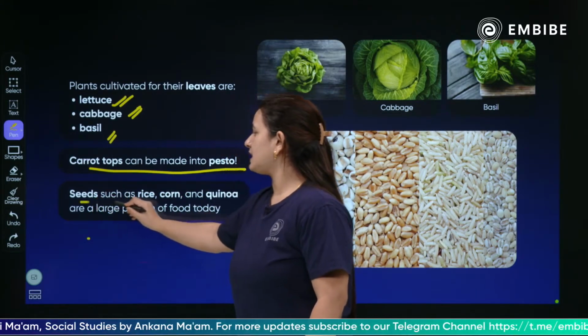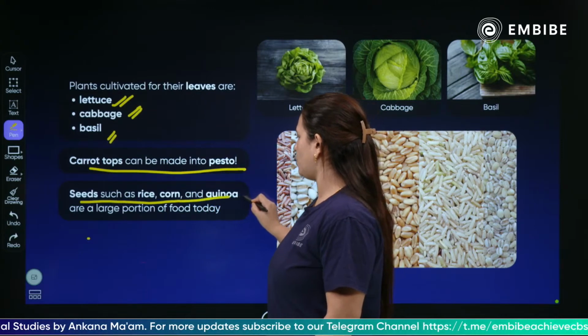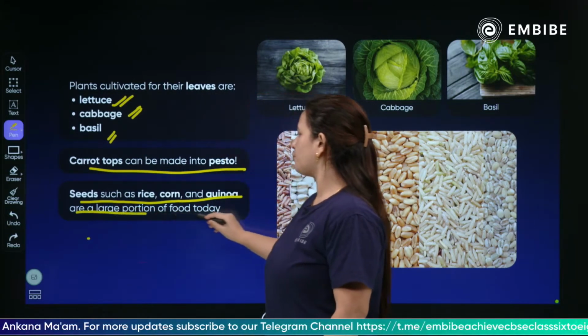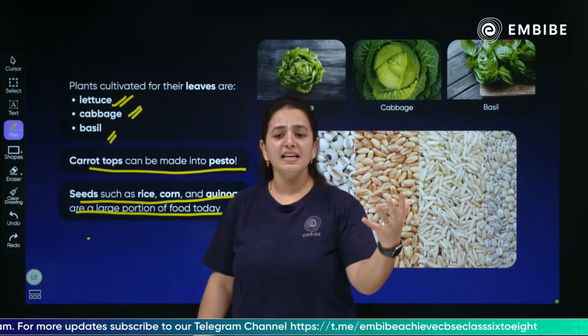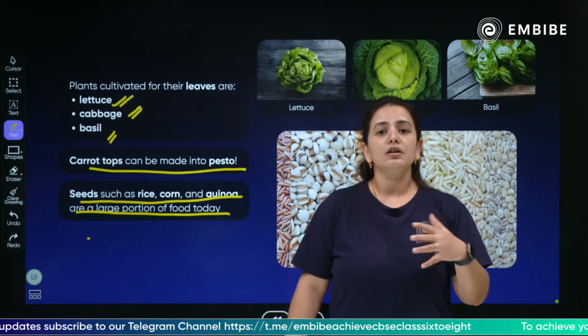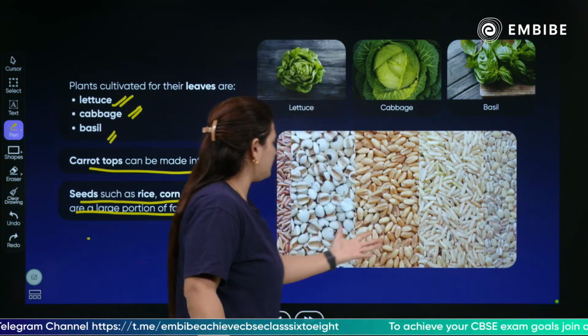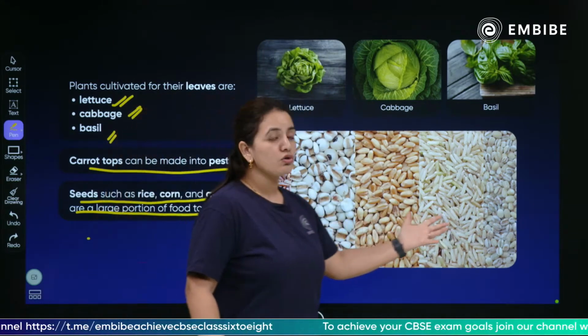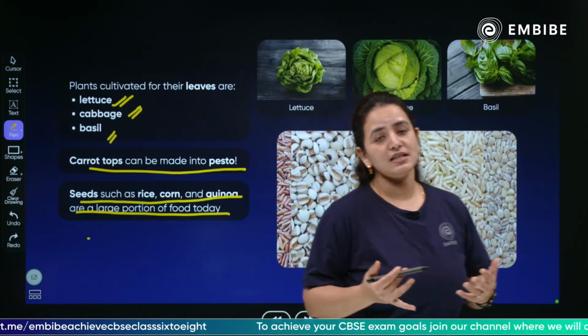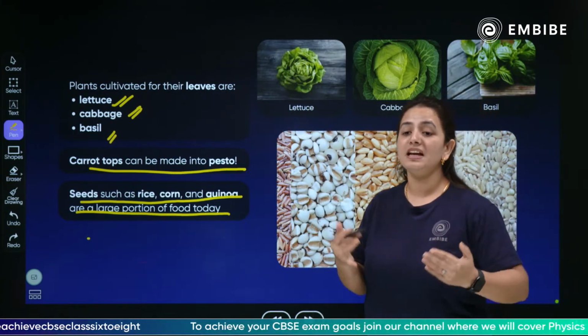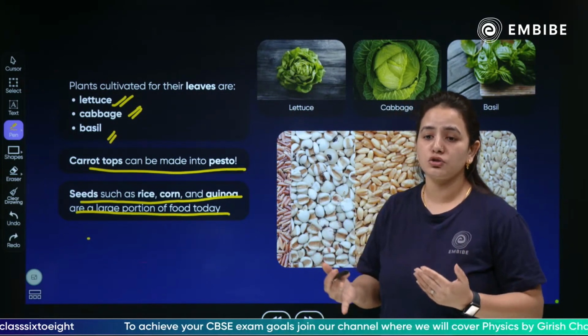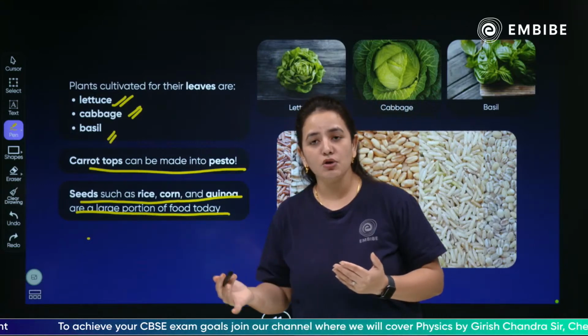Seeds such as rice, corn, quinoa make up a large proportion of food today. What are rice? What are corn? The rice and corn are the seeds. As you can see, children, these are the seeds. We consume a lot of rice, we consume a lot of wheat, we consume a lot of corn also. Okay, quinoa seeds also.